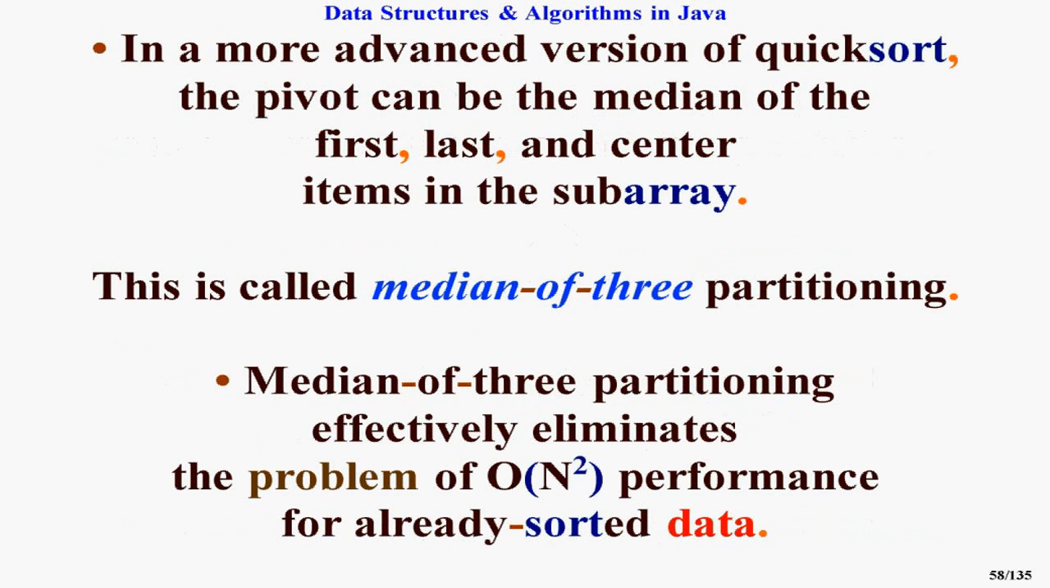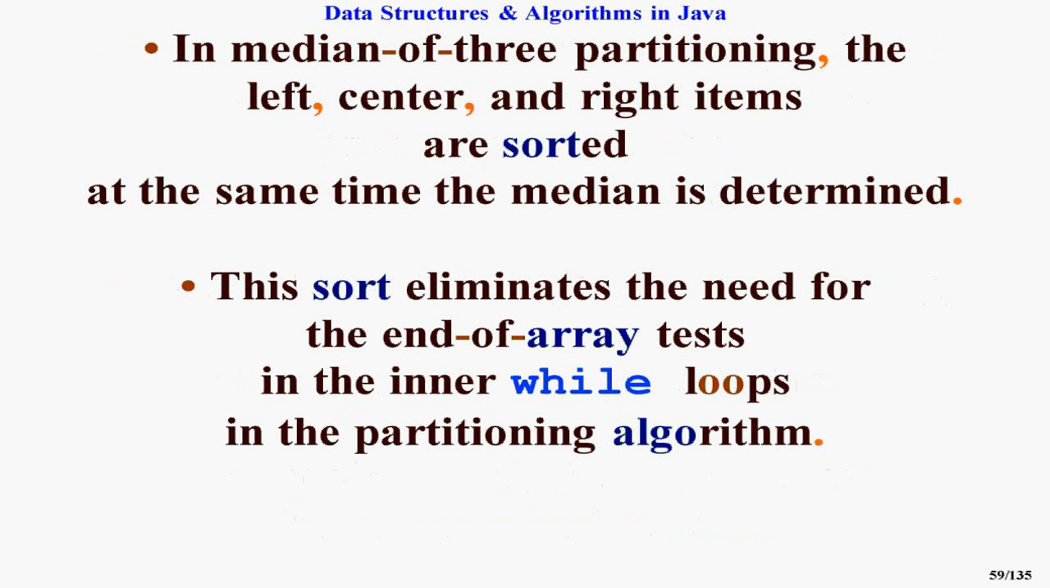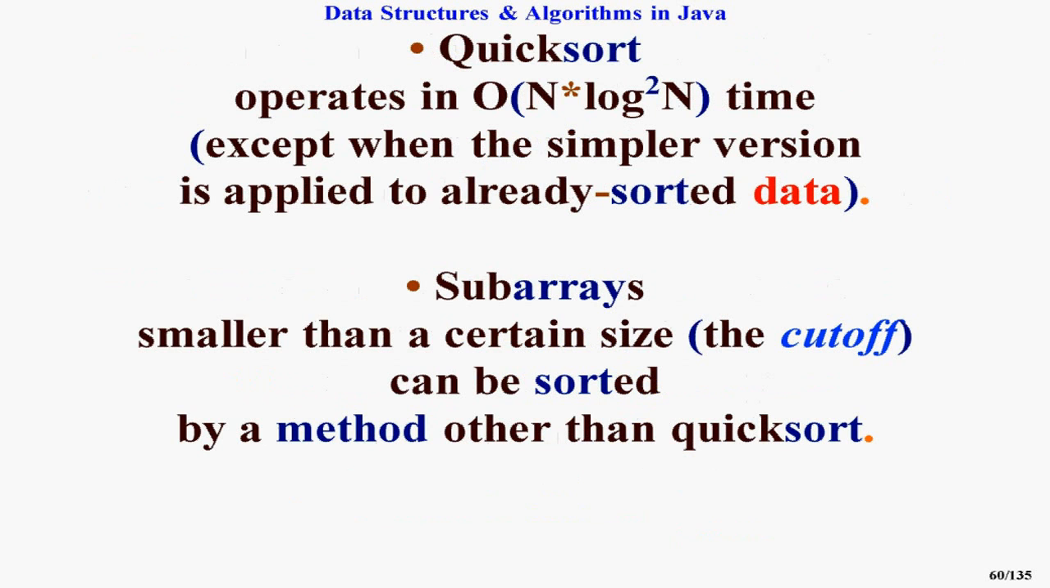In the simple version of quicksort, performance is only O(N^2) for already sorted or inversely sorted data. In a more advanced version of quicksort, the pivot can be the median of the first, last, and center items in the subarray. This is called median of 3 partitioning. Median of 3 partitioning effectively eliminates the problem of O(N^2) performance for already sorted data. In median of 3 partitioning, the left, center, and right items are sorted at the same time the median is determined. The sort eliminates the need for the end-of-array tests in the inner while loops in the partitioning algorithm. Quicksort operates in O(N log N) time except when the simpler version is applied to already sorted data.